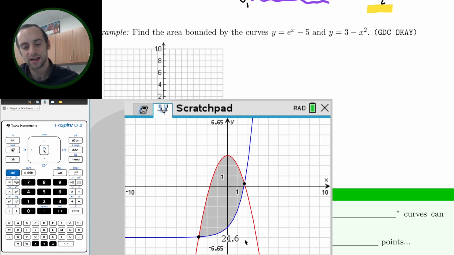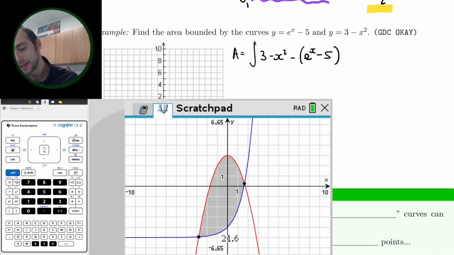Now, just writing that answer down on an IB exam is a little high risk, so I would highly recommend you at least set up the integral before writing down that answer. Okay? So our top function is our downward facing parabola. We're subtracting our exponential, and this integral comes out to be 21.6.